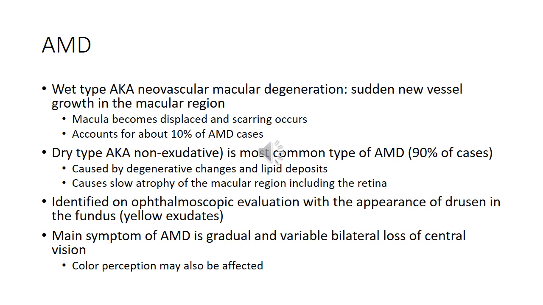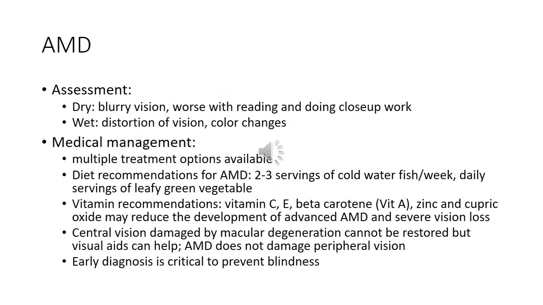The main symptom of AMD is the gradual and variable bilateral loss of central vision. Color perception may also be affected. AMD assessment findings include the following. For dry AMD, you have blurry vision, which is worse with reading and doing close-up work. With wet AMD, you have distortion of vision and color changes. For the medical management of this disorder, there are multiple treatments available.